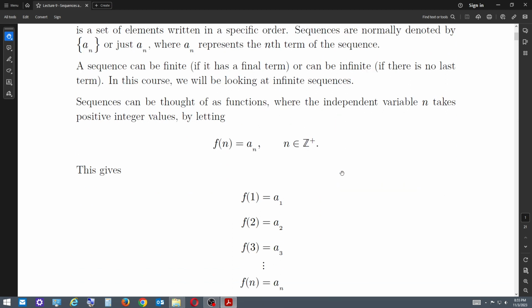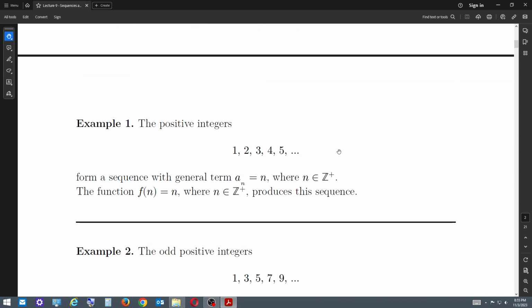Alright, so first I have a couple of examples of some sequences. The set of positive integers is an infinite sequence. The first term is 1, second term is 2, etc. The general term of the sequence would be a_n equal to n, because the n represents the value of the nth term.